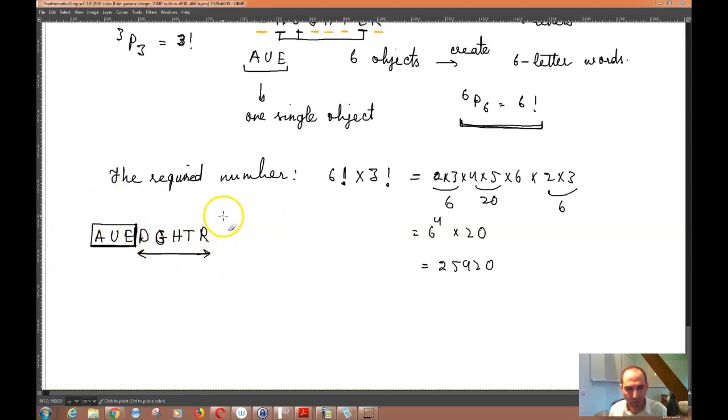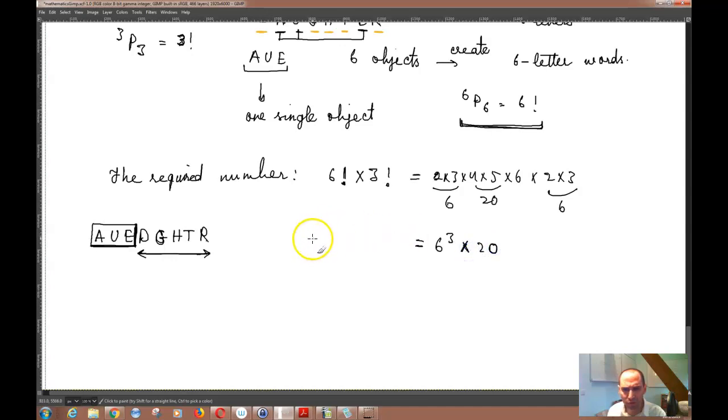So the total number of permutations here, there is a little correction that we need to make here. Actually, I made a very minor mistake here. This is actually 6 raised to the power 3. This is 6 raised to the power 3 times 20, which is equal to 36 times 6, which is equal to, that's 180, and that's 36, which is equal to 216.